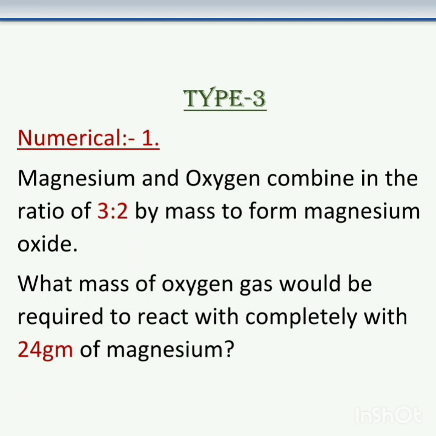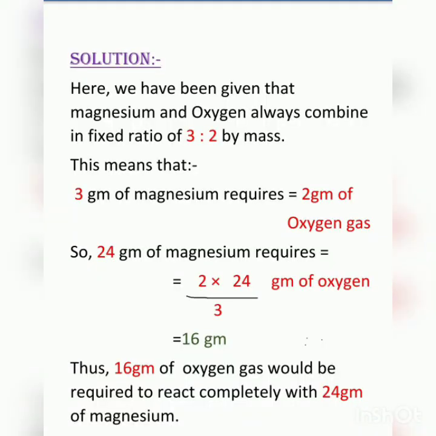Now what do we need to calculate? We need to calculate the mass of the oxygen if the mass of magnesium is given 24 grams. So mainly we have to use the data of the ratio in which the two elements are combining, and then we have to find out the mass of oxygen. Now here, when we are saying that magnesium and oxygen are combining with the ratio of 3:2 by mass, what does it mean? It means that 3 grams of magnesium always requires 2 grams of oxygen to combine with and form magnesium oxide.